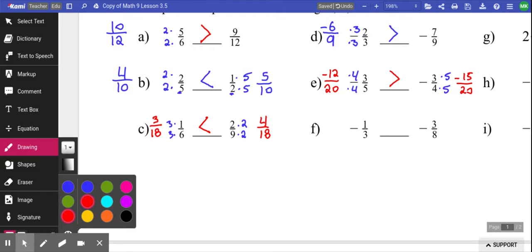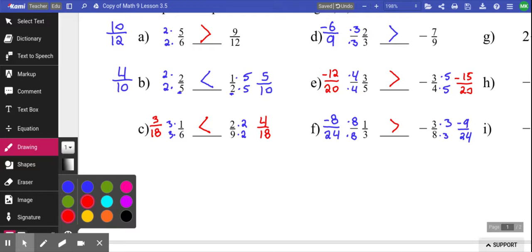For F, the lowest common denominator would be 24. So you have to multiply 3 by 8 and 8 by 3, giving me negative 8 over 24 and negative 9 over 24. Because these are negatives, they moved left on the number line. So negative 9 went further left, so it's the smaller number, meaning that negative 1/3 is actually bigger than negative 3/8.